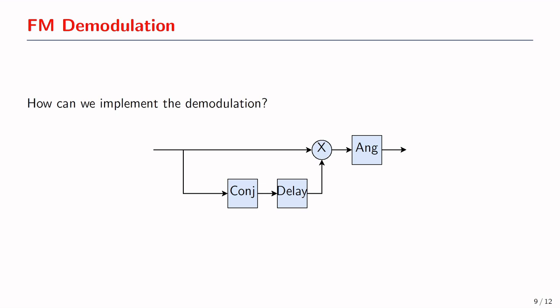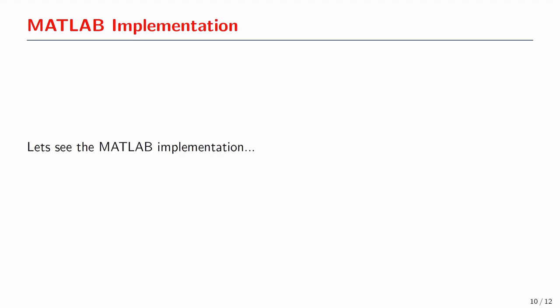So the FM demodulation can be done using this discriminator circuit, and it's shown here. This circuit will take a complex input and will give us the differentiation of the phase in the output, which is what we want to demodulate the FM signal. So let's see the MATLAB implementation that simulates the frequency modulation and frequency demodulation.